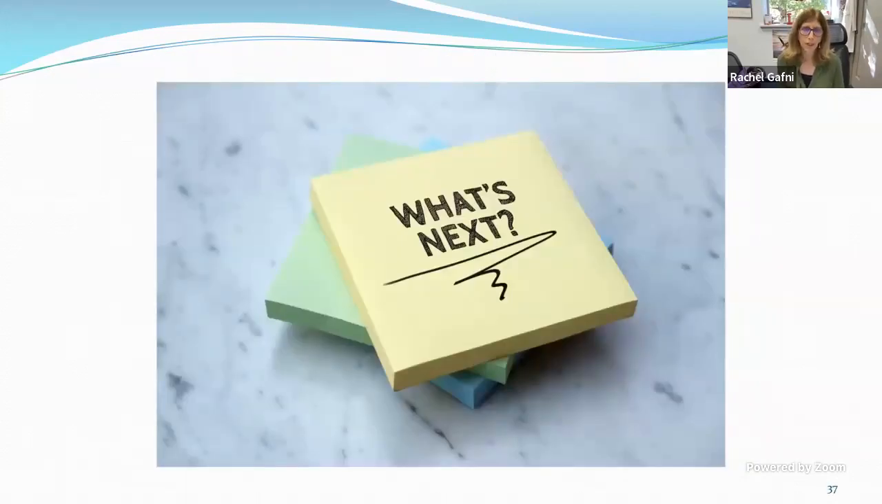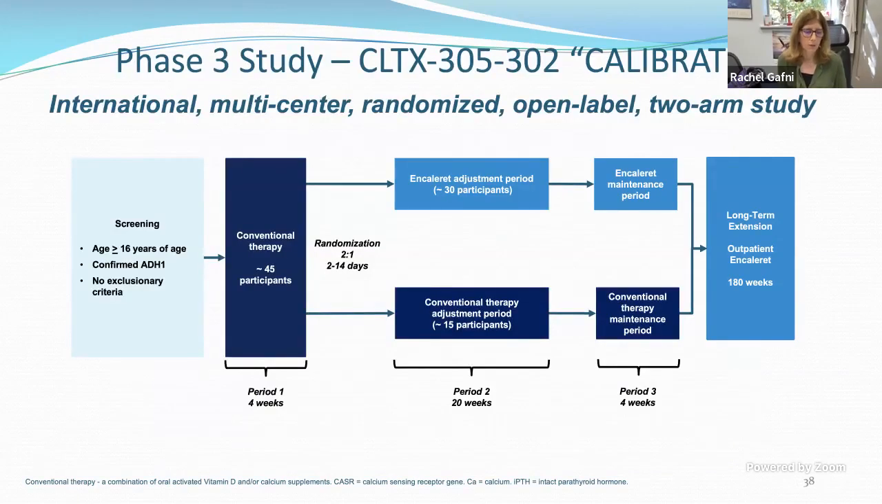So it's very exciting. We're still doing that study, but what's next? The study that I showed you is a phase 2 study, but now we need to move into a phase 3 study. And this study is called Calibrate. And the goal of this study, ultimately, what we're hoping for is that this would lead to FDA approval of the drug. So this is an international, multi-center, randomized, open-label, 2-arm study that should be hopefully opening sometime in the next few months. Patients would be screened.